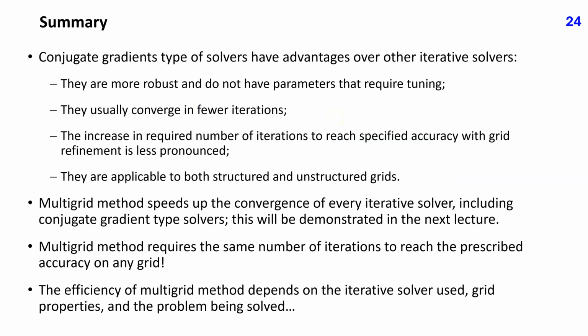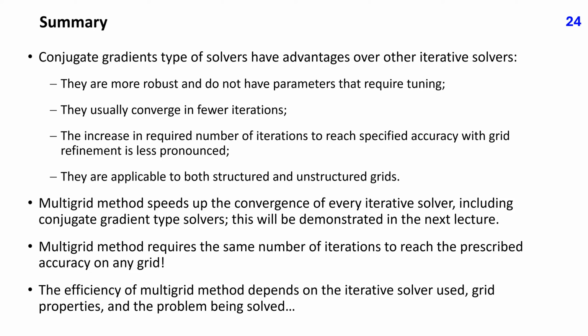Let me briefly summarize this lecture. Solvers of conjugate gradient type have advantages over other iterative solvers. They are more robust and do not have parameters that require tuning. They usually converge in fewer iterations. The increase in the required number of iterations to reach specified accuracy with grid refinement is less pronounced, and they are applicable to both structured and unstructured grids.